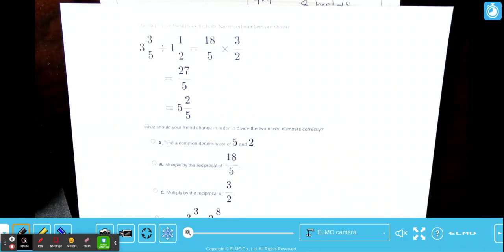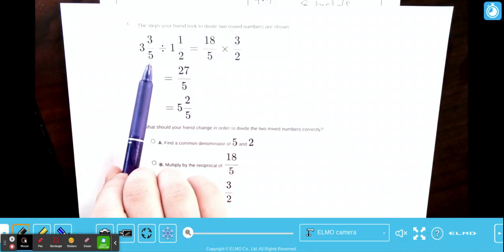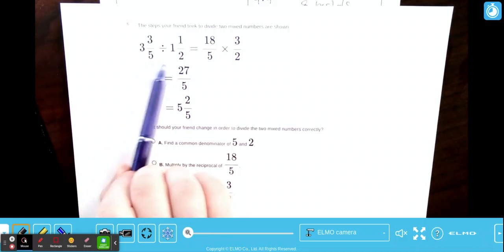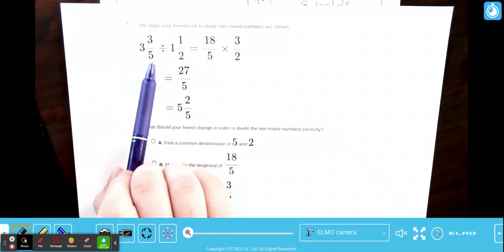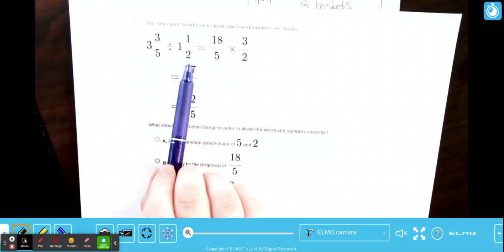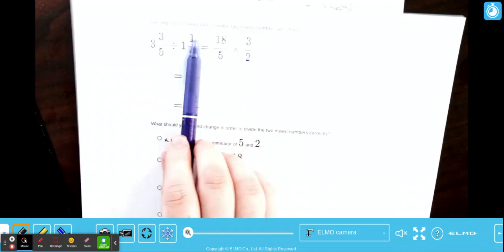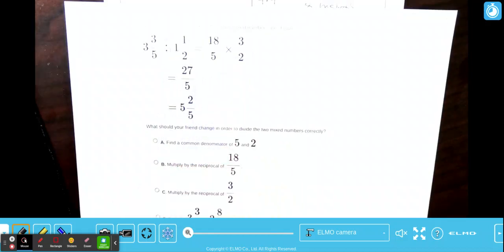That was 5th period. Okay, so number 5 says the steps your friend took to divide 2 mixed numbers are shown. What should your friend change in order to divide the 2 mixed numbers correctly? So it looks like what they did was they said, okay, 5 times 3, they turned this into an improper fraction, right? So 5 times 3 is 15 plus 3 is 18, so 18 over 5. 3 times 1 plus 1, 2 times 1 plus 1 is 3, and then over 2, which was the denominator. The error is right here somewhere.